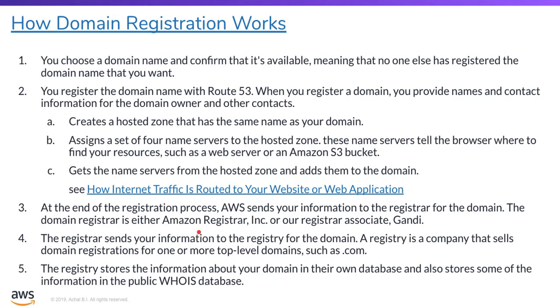At the end of the registration process, AWS needs to send your information for the domain, and that would be saved in your domain registrar. In this case, it can be Amazon registrar, or it could be Gandi, and most domains like .com, .net and .org would be saved in Amazon registrar. Finally, the registrar sends the information to the registry for the domain. The registry is basically the one that sells the domain names. This registry again stores the information in its own database, and it also stores some of the information in the WHOIS database.